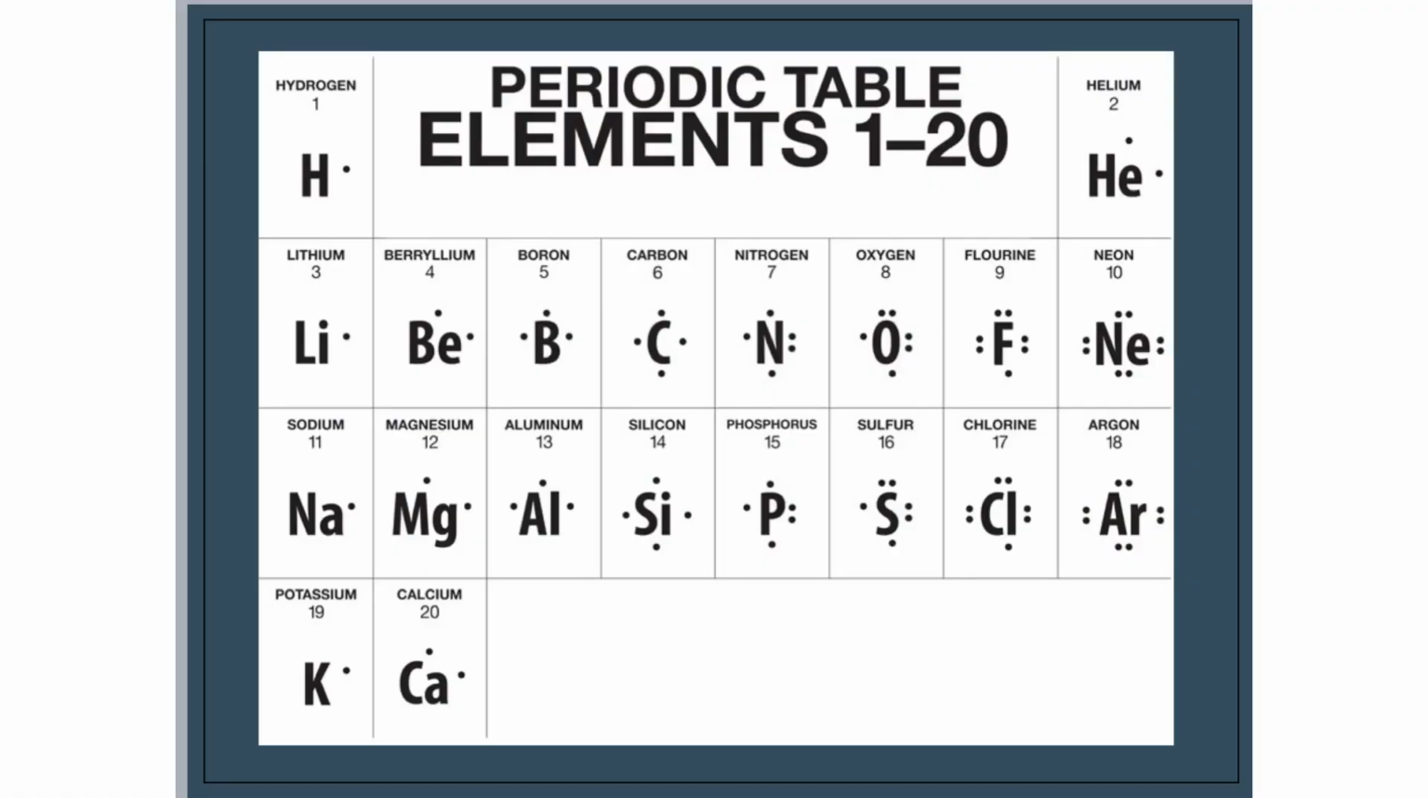Here we have provided the Lewis dot structure for the first 20 elements, and hopefully you can see that elements in the same group or family are going to have the same Lewis dot structure. So that's one thing hopefully you notice, that right here, these are all the same.